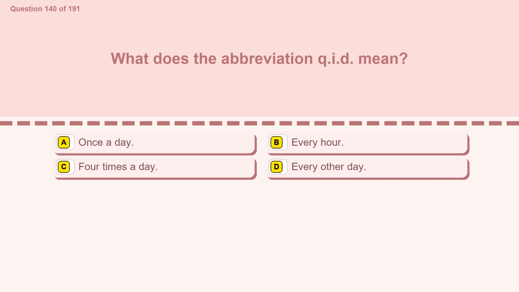Question 140. What does the abbreviation QID mean? Option A. Once a day. Option B. Every hour. Option C. 4 times a day. Option D. Every other day.